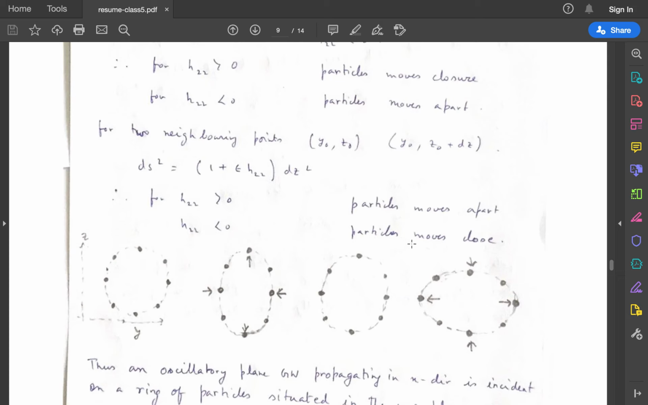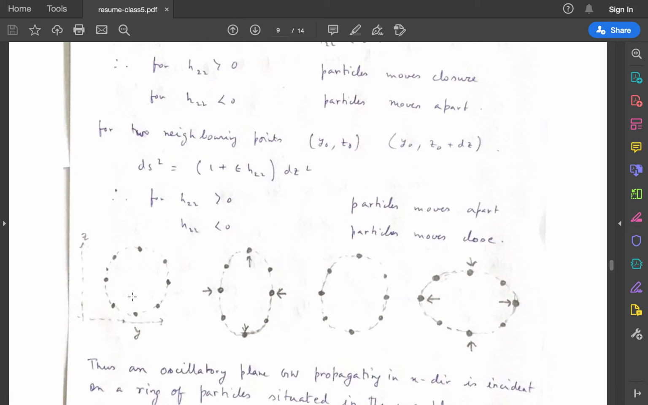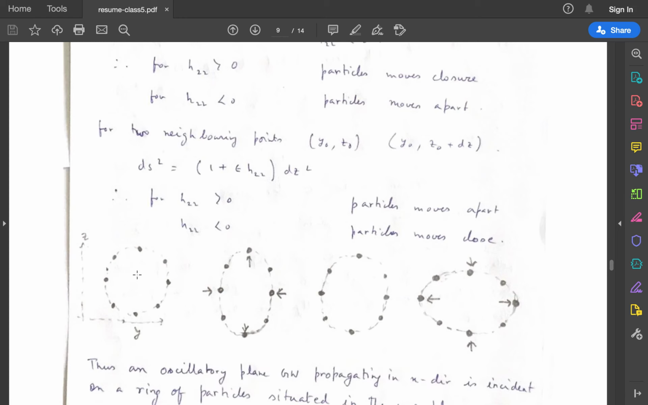Let us see what happens for the h22 wave. When there is no gravitational wave, let us say this is the z axis and this is the y axis, and the particles are arranged in a circle. A wave comes perpendicular to the plane of the paper and hits the particles, which are in the yz plane, and the gravitational wave is traveling in the x direction, which is perpendicular to the plane of the paper.